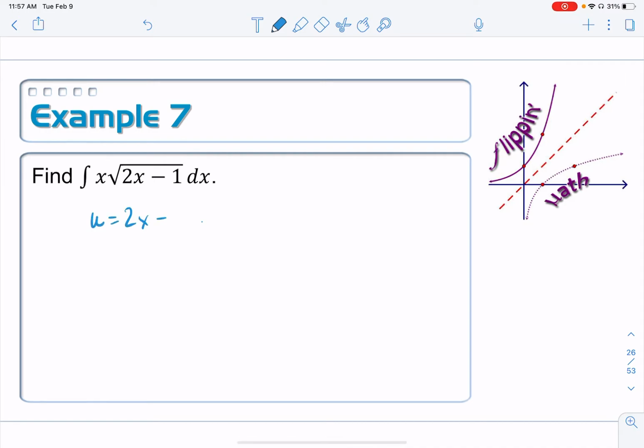We would think that we're going to use 2x minus 1 as our interior function, right? Okay, and then take its derivative. du is equal to 2 dx. All right, so far, what I do need to fix is the fact that there's no 2 in here. All right, so we'll fix that. So we'll put a 2 here. We'll put a 1/2 on the outside, so we fixed that. What we haven't fixed yet is an x.